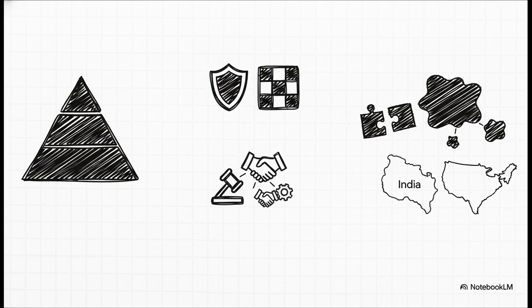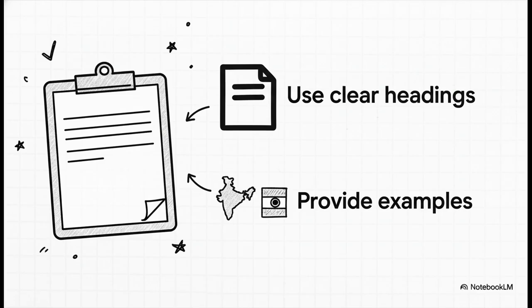And here is a final, very practical tip for your exams. Whenever you get a question on the features or types of federalism, please remember to use clear headings for each point. And most importantly, always give examples. Mentioning the USA for coming together and India for holding together will make your answer much stronger and more complete.